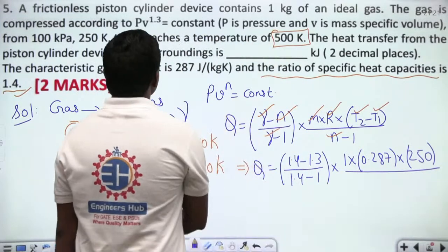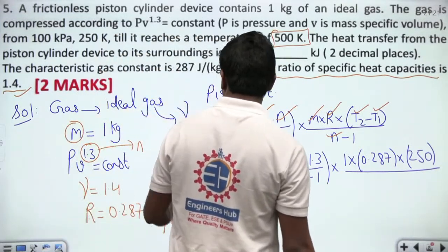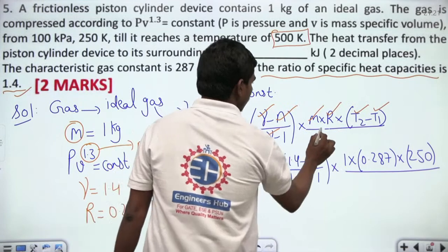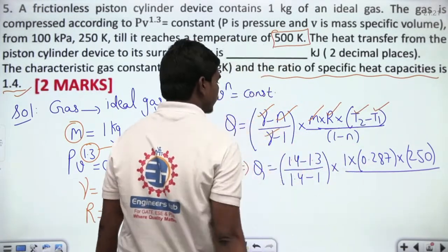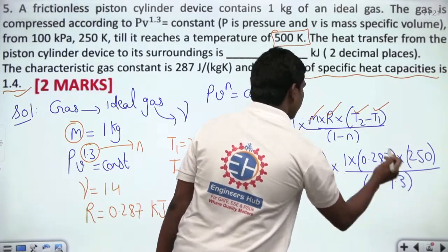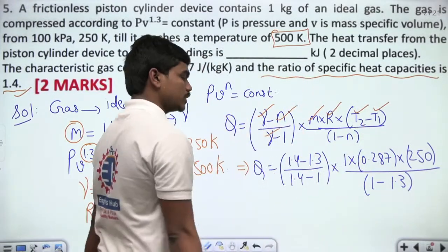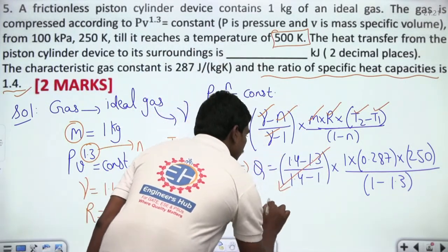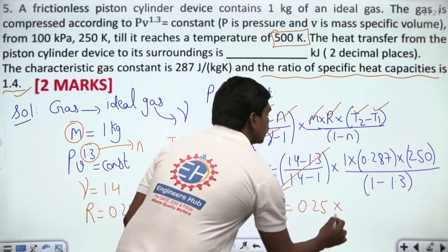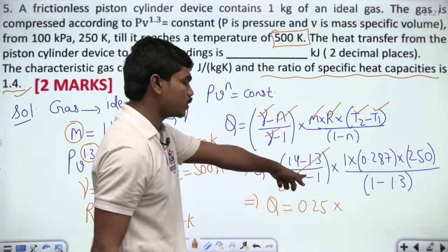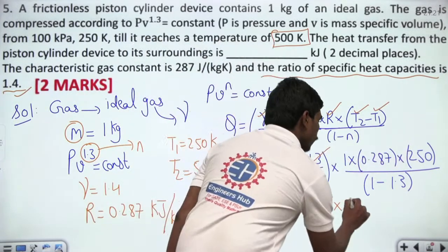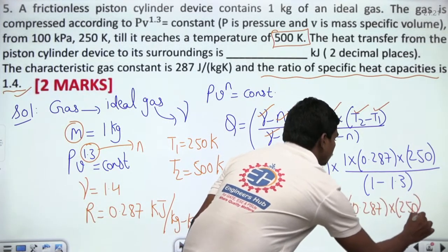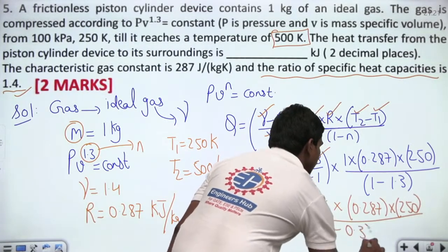Then we have one more thing, which is n minus 1. Since we have taken T2 minus T1, let us write 1 minus n here. So no issue. 1 minus n, which is 1 minus 1.3. If you calculate carefully, this is 0.1 and this is 0.4. So this is 1 by 4 totally, so this total value is nothing but 0.25. It can be written as 1 by 4 straight away. And this is 1 into, of course, 0.287 into 250, divided by minus 0.3.